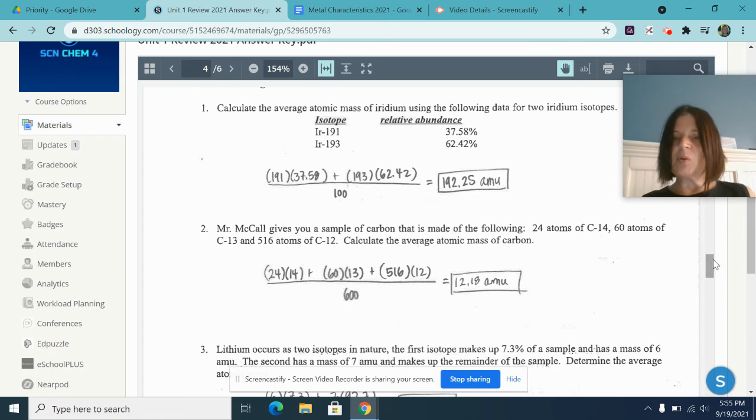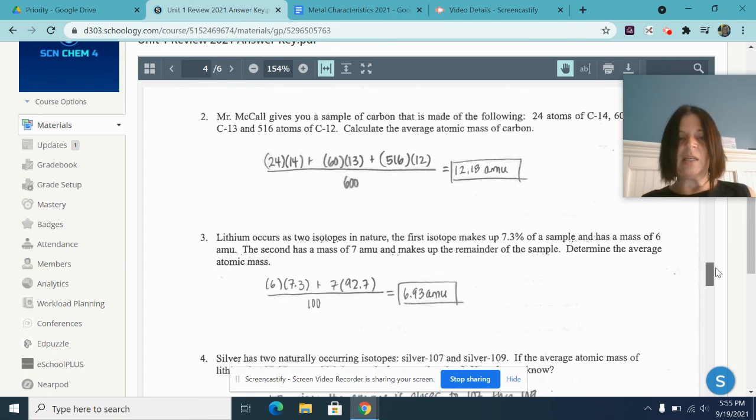The very last problem I'm going to do with you is problem number 3. Here's another one for average atomic mass. This one is dealing with the atom lithium, which is the third element on our periodic table, Li. And so lithium occurs as two isotopes in nature. It says the first isotope makes up 7.3% of the sample and has a mass of 6 atomic mass units. The second isotope has a mass of 7 atomic mass units and it makes up the remainder of the sample. And it wants you to again determine the average atomic mass.